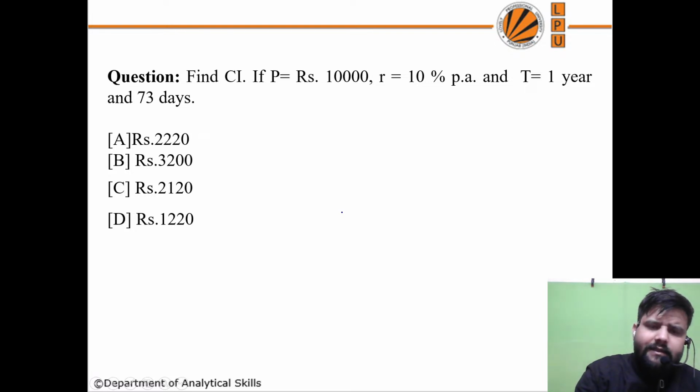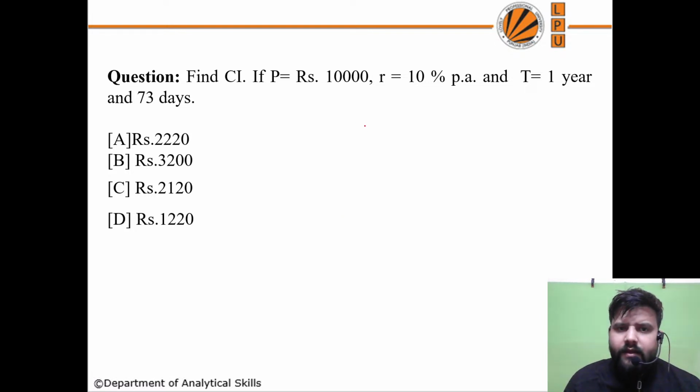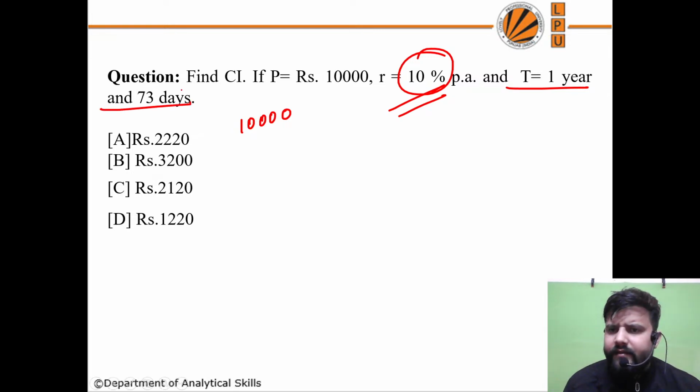Okay, let's see this question. Let's not waste time. Principal is 10,000. Rate of interest is 10% and time is given to you as 1 year and 73 days. Compounding is not mentioned here, so it is annual compounding only when nothing is mentioned. It means that interest will be charged after 1 year when compounding is not mentioned.